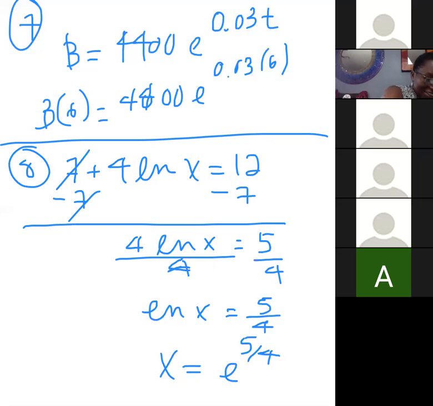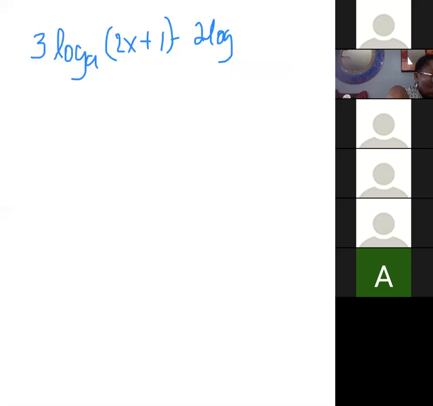Here comes another log equation, guys. Oh, it's not an equation. It's actually an expression, and they want you to condense it into a single log. All right, so this goes back to the properties of logs. Subtraction becomes division. Addition becomes multiplication. There's a catch over here, guys.